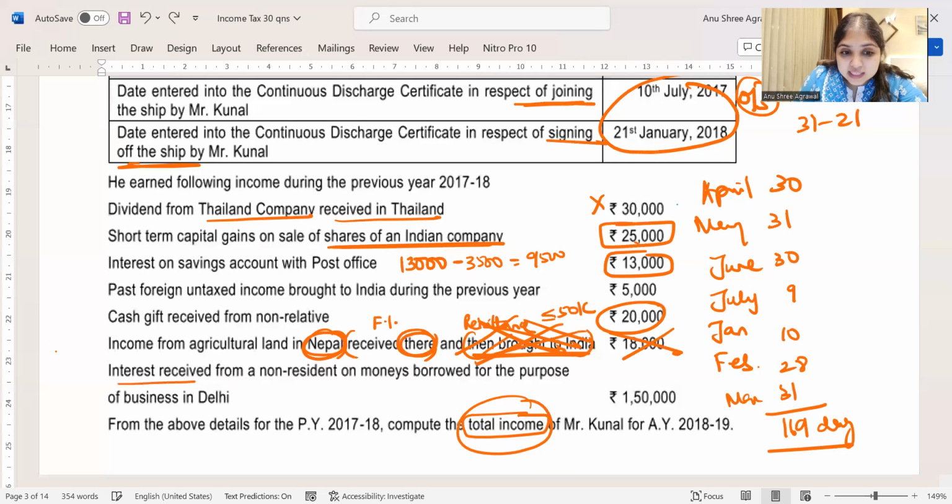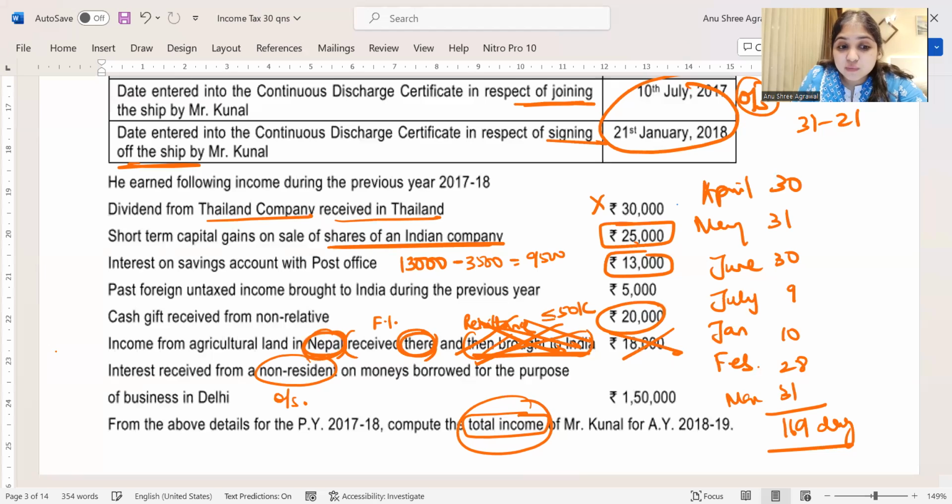Interest received from a non-resident on monies borrowed for the purpose of business in Delhi. Guys, without looking at the chart, tell me, a non-resident is paying you interest. First of all, what will you say? First of all, you will say outside India. A non-resident is paying you interest. How many exceptions will you have? You will have only one exception.